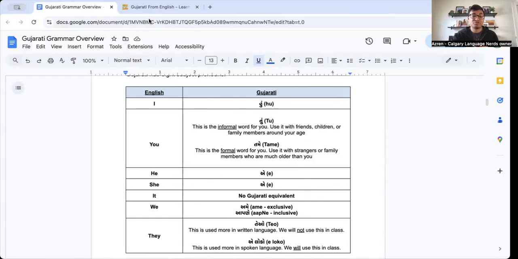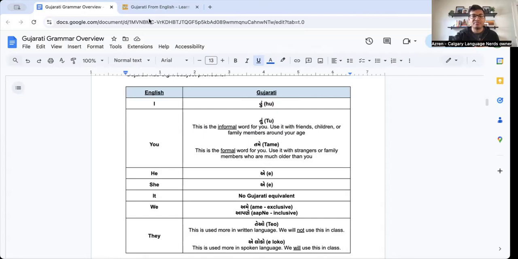We don't have a strong Gujarati equivalent per se. Ame and apre are two words for we. Apre means I'm including you, so you and I. Ame means you didn't do it with me, but I went with someone else. So if John and I went to the park, but you didn't come with me, I would use ame park ma gaya tha. But if you, me, and John all went to the park, then apre park ma gaya tha, right?